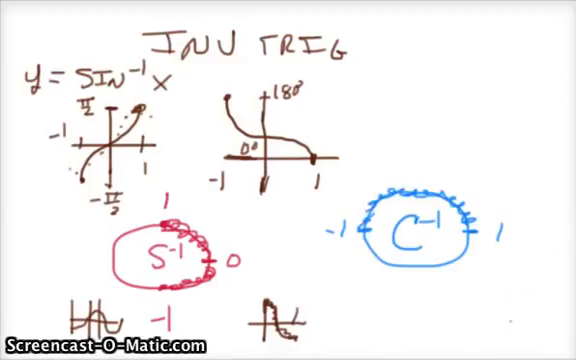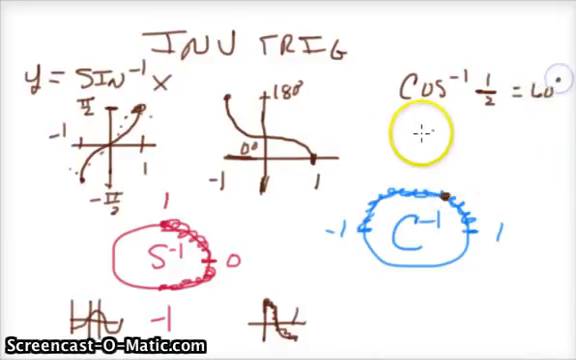Someone says, can you give an example? How about a very, very quick one? What is inverse cosine of 1/2? Well, where is the cosine 1/2 at? It's only 1/2 here at 60. So that's going to be 60 degrees or pi over 3.